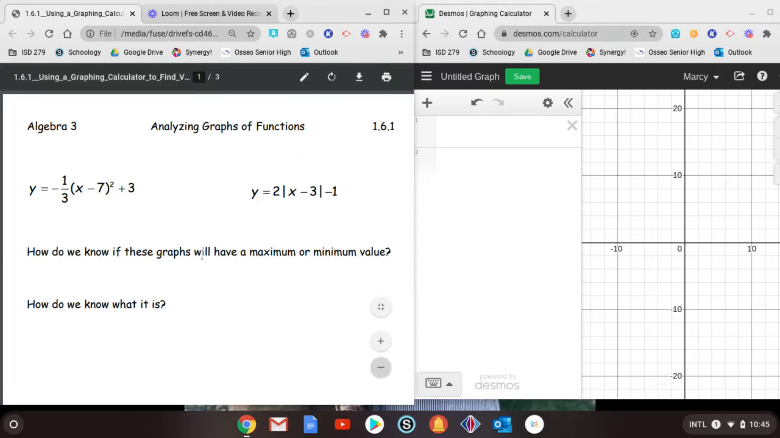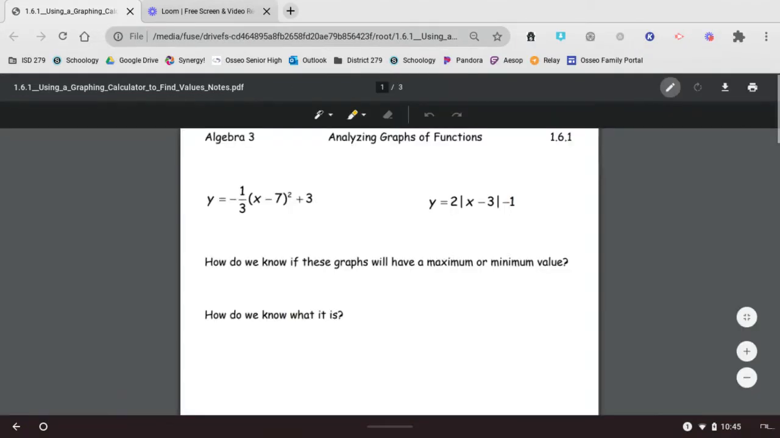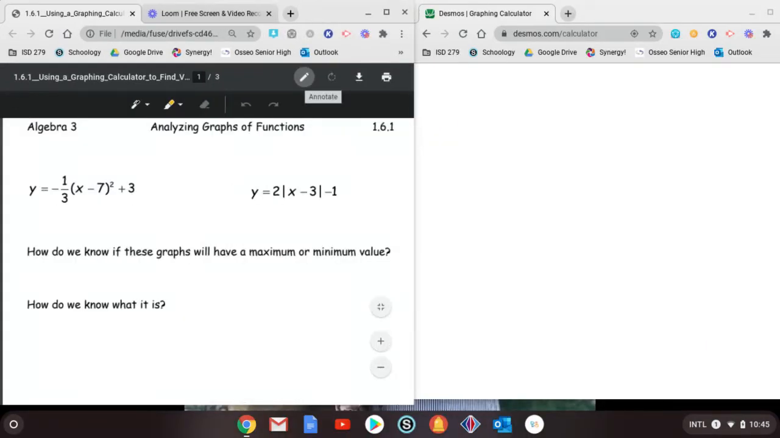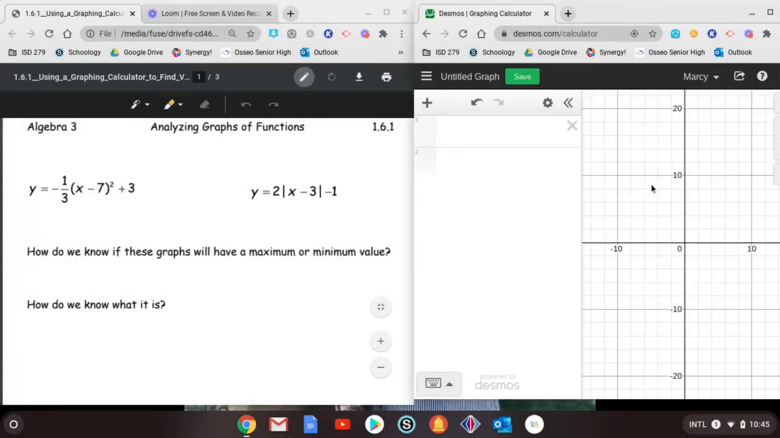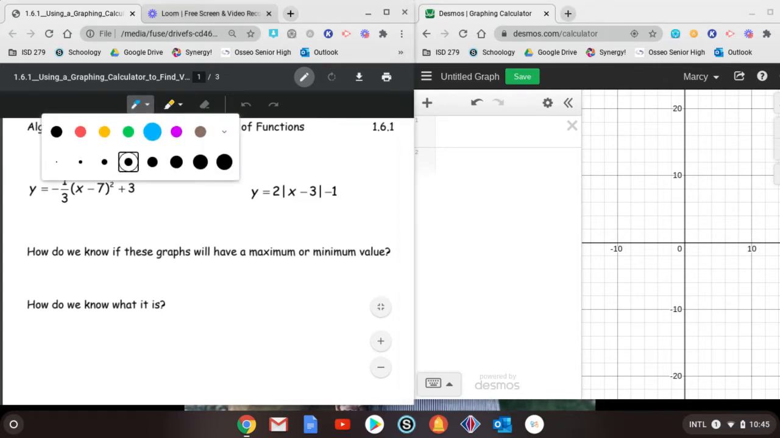Okay. So first of all, analyzing graphs. How do we know if these graphs will have a maximum or minimum value? So if you would look here, and I should flip this. I'm going to have to do this on a regular computer instead of a tablet. Okay, so let's make a pretty color. So how do we know if it's a maximum or minimum?